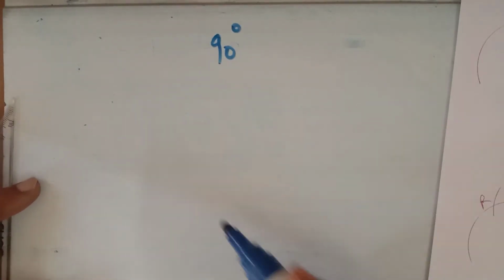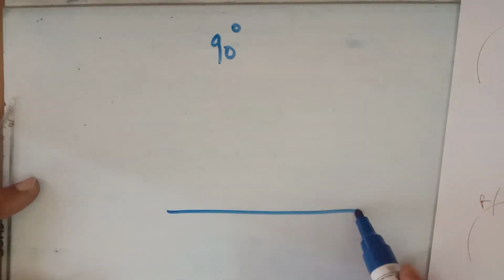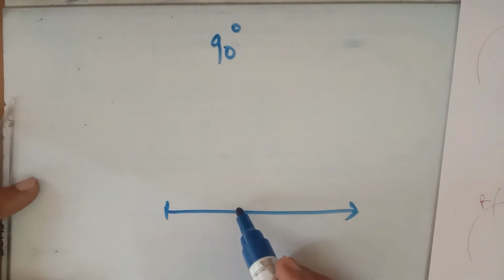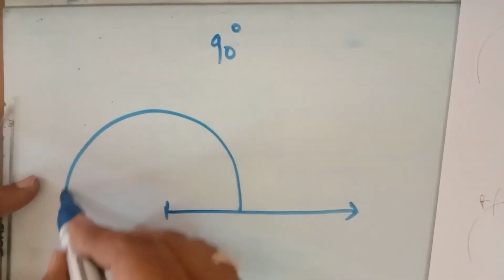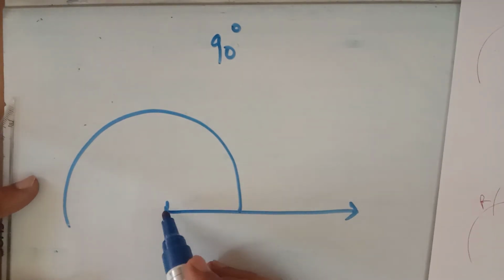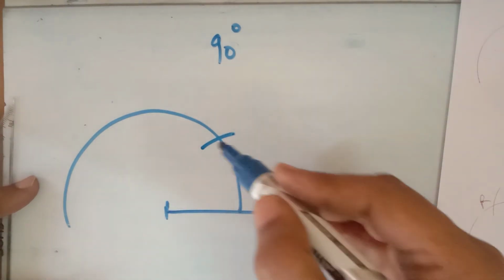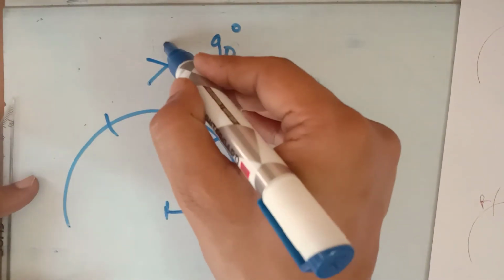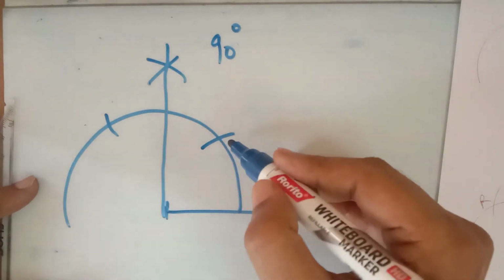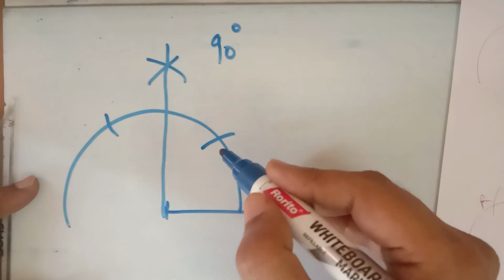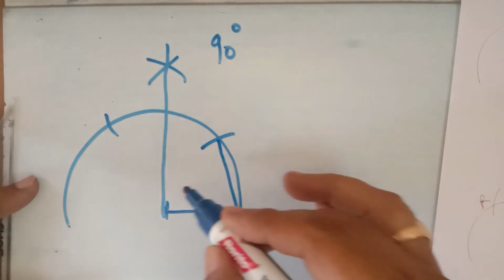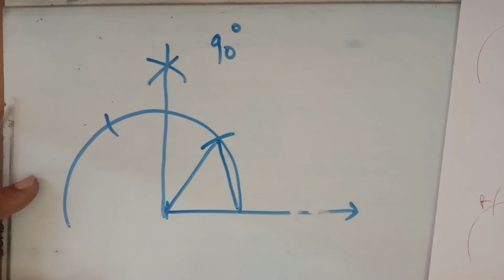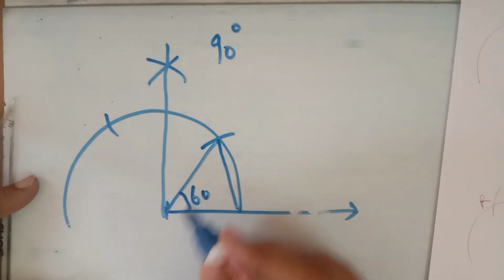See it carefully. Now what have you done? You have drawn a ray. With this as center, you have drawn a semicircle. You have drawn this angle as 120, then an arc, and you have drawn like this for 90 degree. Why is it a 90 degree angle? You join with this. How much is this? This is equal to 60. This is an equilateral triangle.